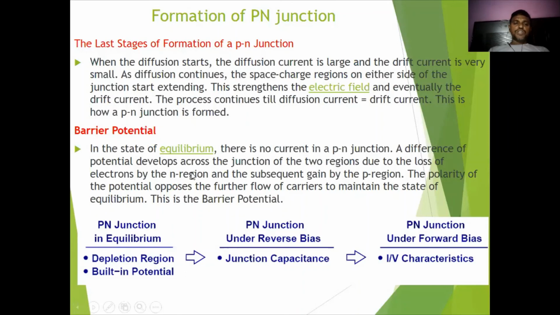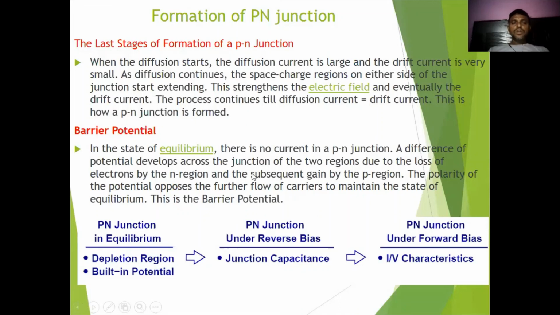A potential difference develops across the junction of the two regions due to the loss of electrons by the N region and subsequent gain by the P region. The polarity of the potential opposes the further flow of carriers to maintain the state of equilibrium. This is called barrier potential.